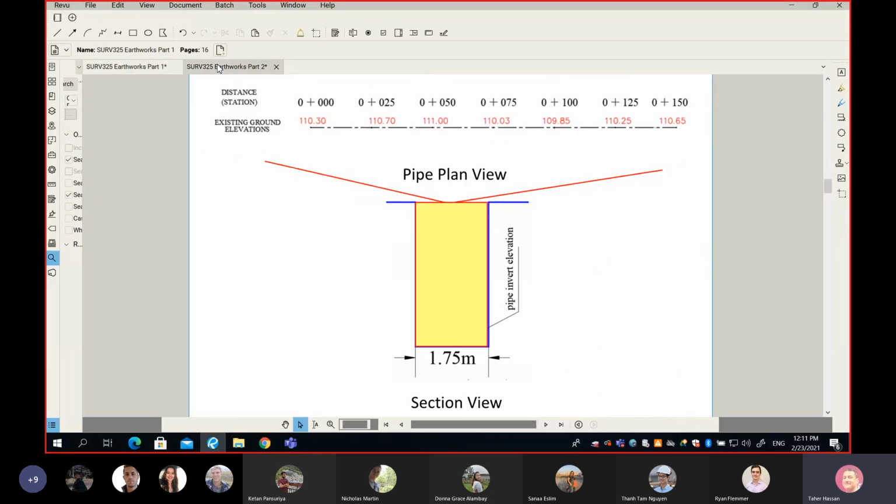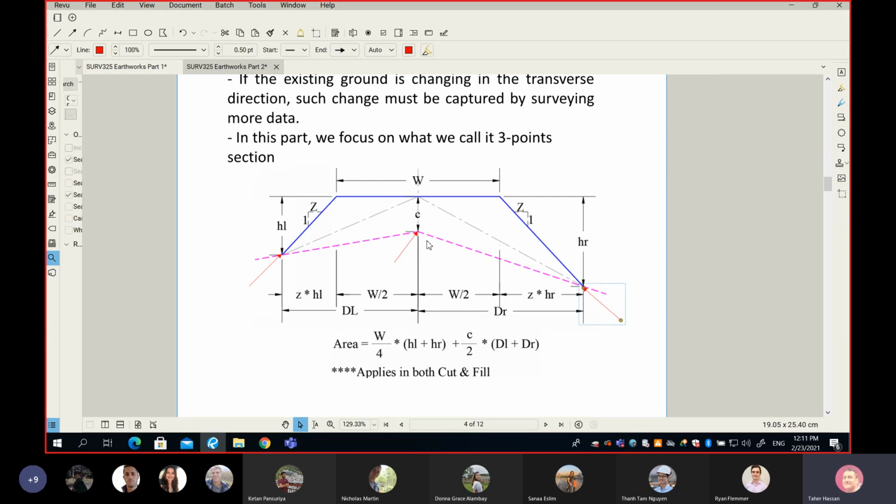This is unlike roads. When you look at roads, for example, they have 2 lanes, 3 lanes, 4 lanes, they have a median. So the width is significant, and that's why it's not optional. If your ground is changing, then you must survey more points. I want you to understand that neglecting or ignoring the change of the ground will result in bad volume calculation.